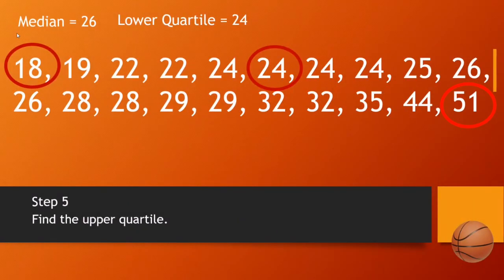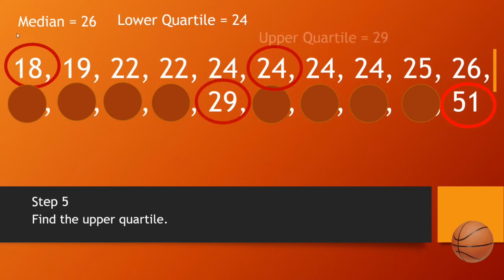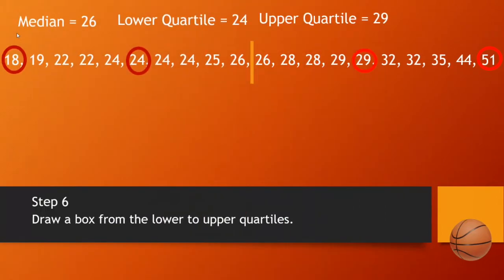Now let's do the same thing with the upper quartile. So I cover up a small number and a big number until I'm left with one number in the middle of 29. This is my upper quartile, and I'm going to circle it. My upper quartile is 29. Now I have all the numbers I need to make my box plot.